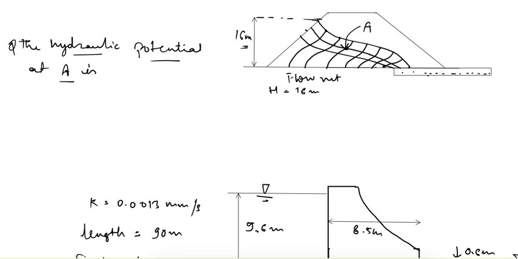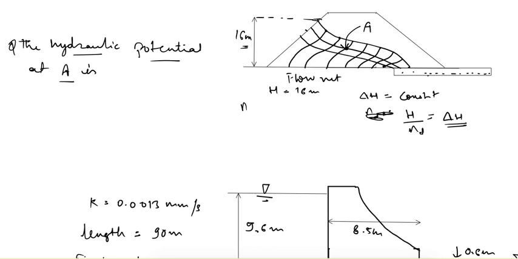If the flow net is given, we know that for all the potential lines the equipotential drop is the same. So if we can find the number of drops, and divide the total head by the number of drops, we can find the single equipotential drop. Then we can see how many equipotential drops there are up to this point and the remaining head. In that way we can find it.